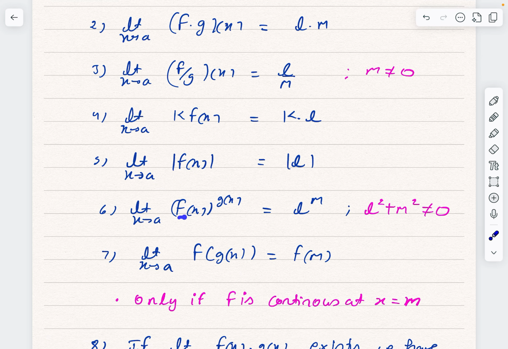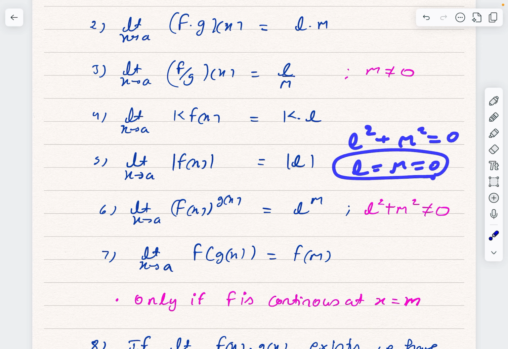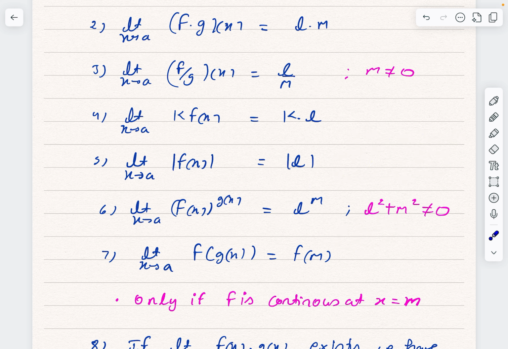Same we can do if it is f(x) power g(x); it will become L power m, but L square plus m square should not be equal to 0. I hope you understand the meaning of L square plus m square not equal to 0. When will L square plus m square equal 0? When both L and m are 0. And what is the problem if that happens? It becomes 0 power 0, which is an indeterminate form. So we cannot use that there.